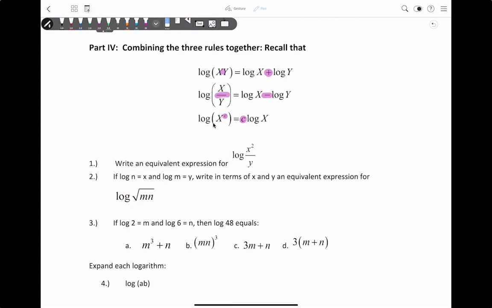So not only will you try to combine them into one, but sometimes you will expand it. If you go this way, you're expanding the logarithm. This goes with your homework. But if you're going this way, you're combining into just single logs.